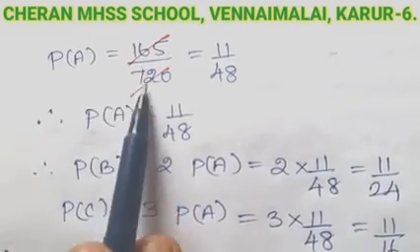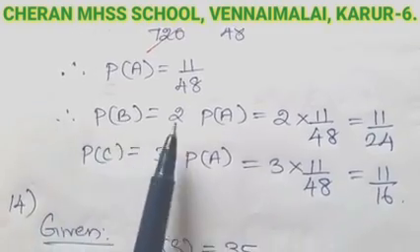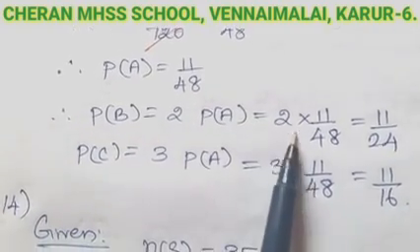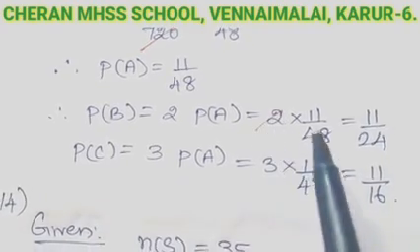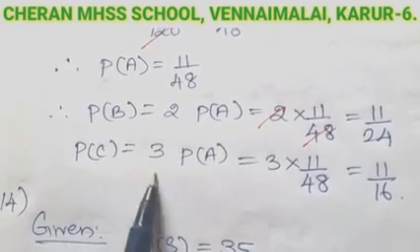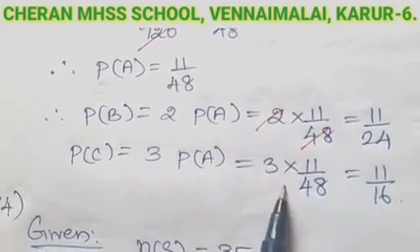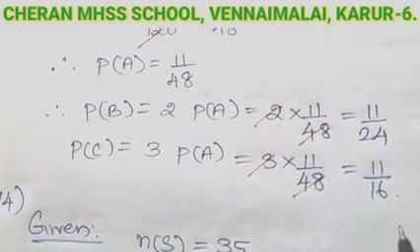We strike out using 15 table. P of A is equal to 11 by 48. P of B is twice P of A, so 2 into 11 by 48. That is nothing but, we strike here using 2 table, 11 by 24. P of C is equal to thrice P of A, is equal to 3 into 11 by 48. Using 3 table when you strike we get 11 by 16.